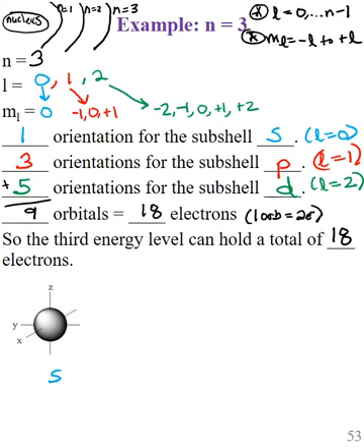And because this is in the third energy level, we call this the 3s. Okay, so in the first energy level, all we had is the 1s. In the second energy level, we had a 2s and we also had a 2p. In the third energy level now, we have a 3s. And let's figure out what else we have.